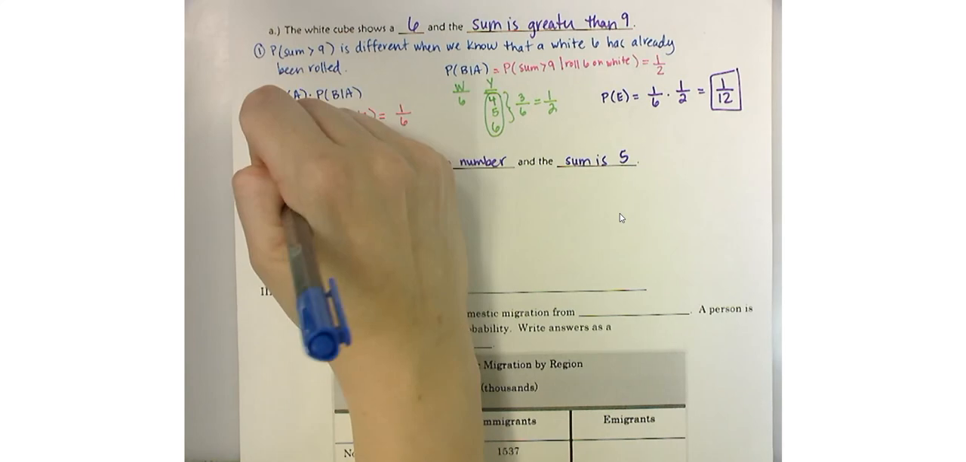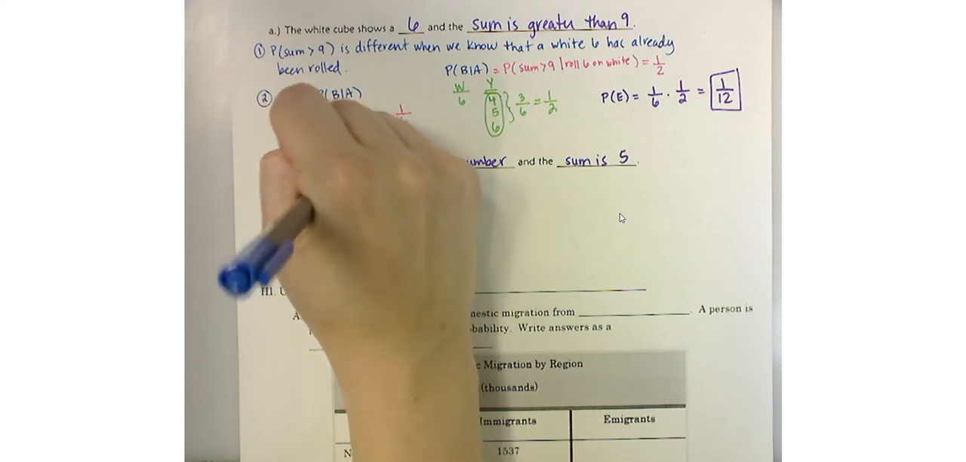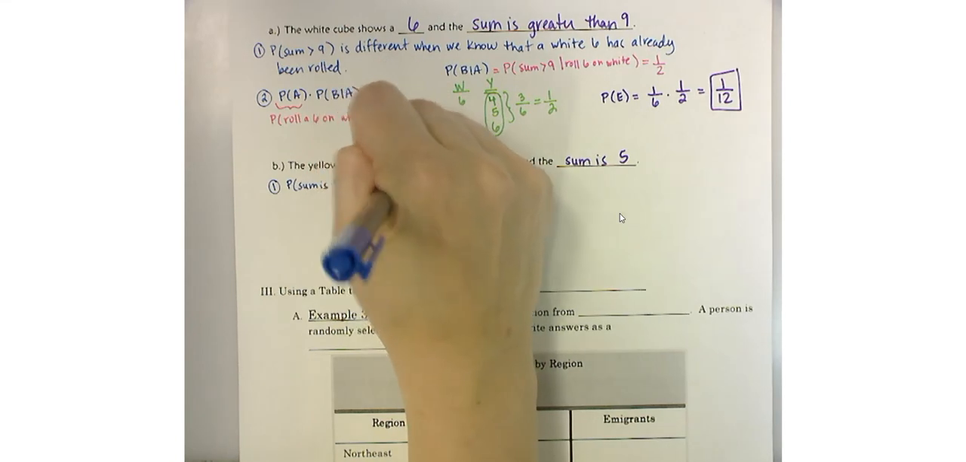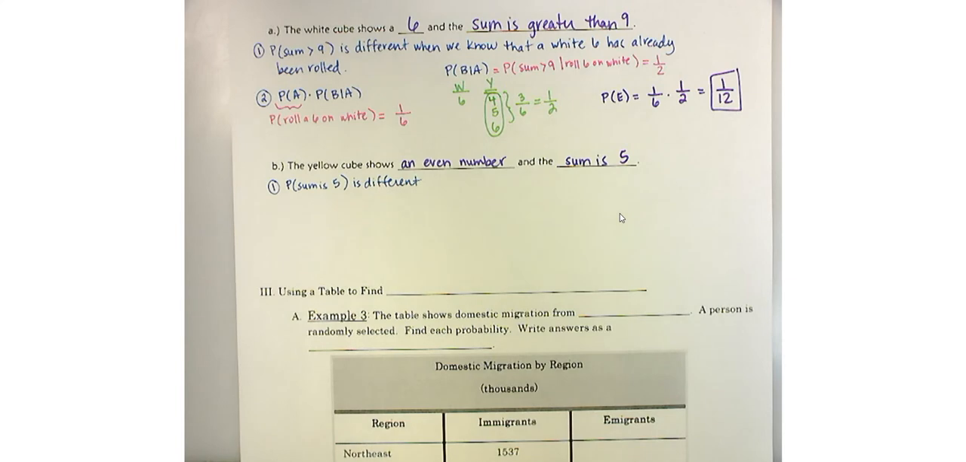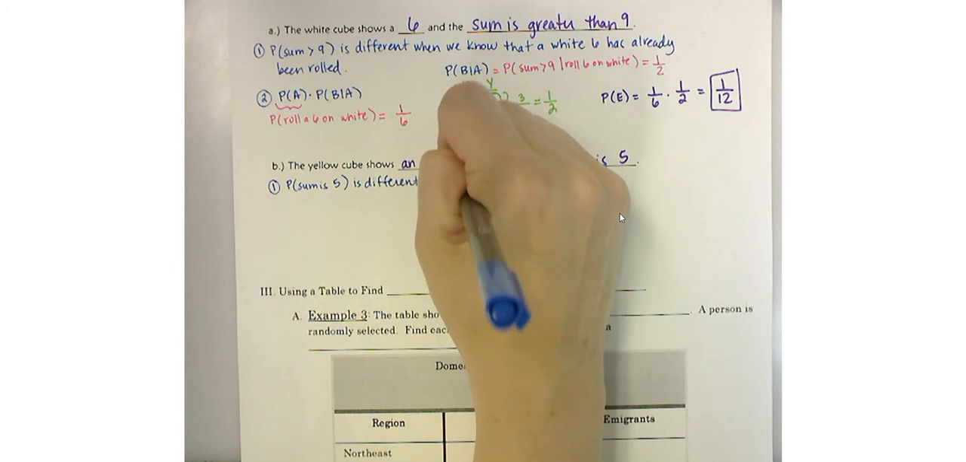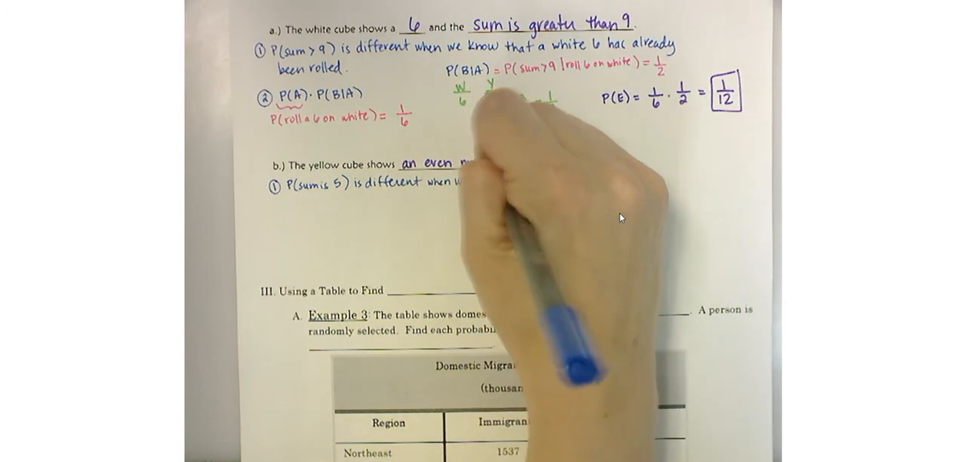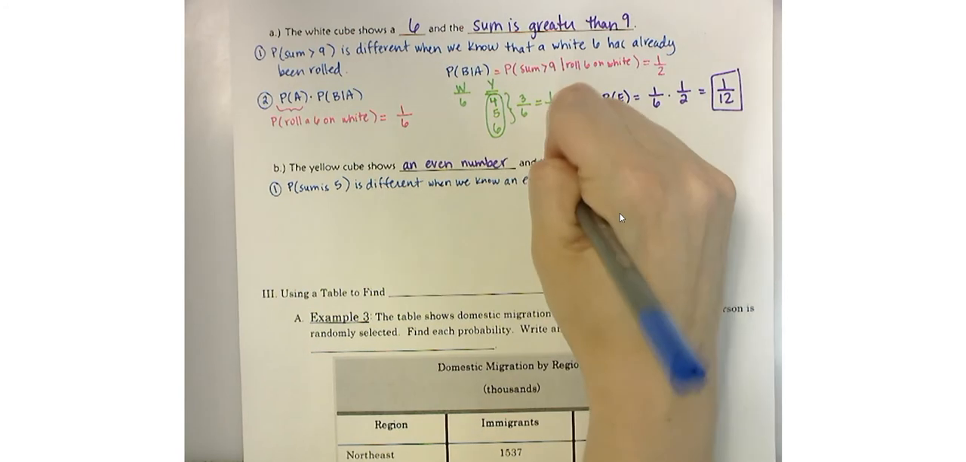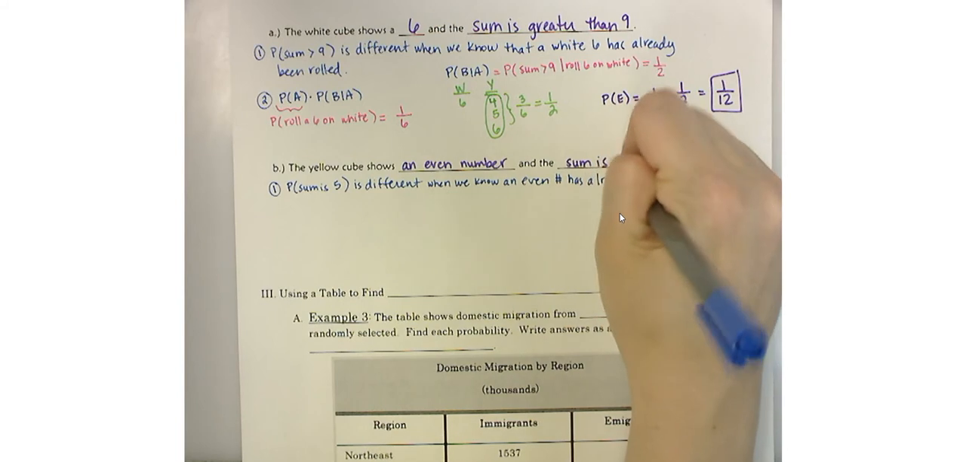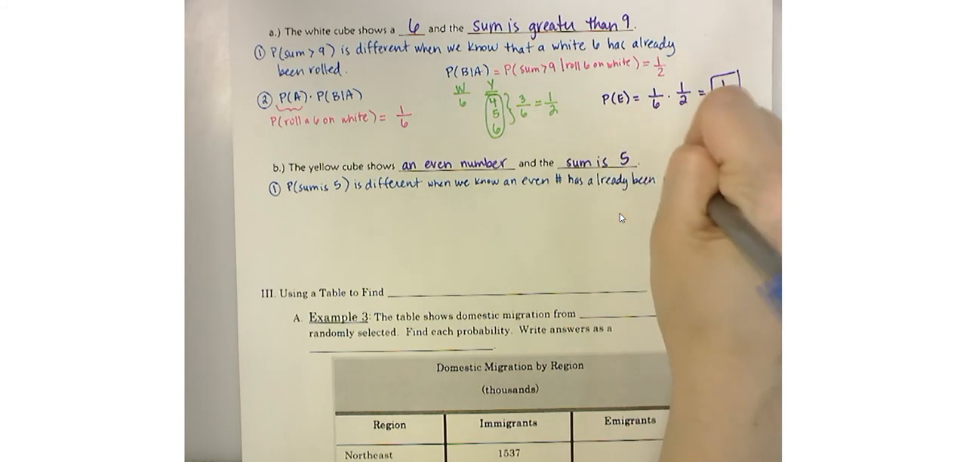Okay, so the probability that the sum is 5 is different when we know an even number has already been rolled. So when you're doing this, obviously we're talking about dependent events at this time, so you know what equation you're going to use. When you have these problems in front of you, you're trying to decide: does the fact that an even number is already rolled affect the outcome? That's what you're going to be asking yourself.